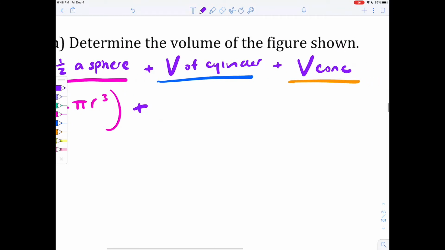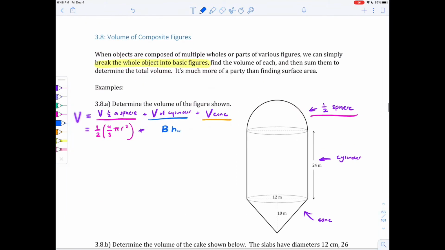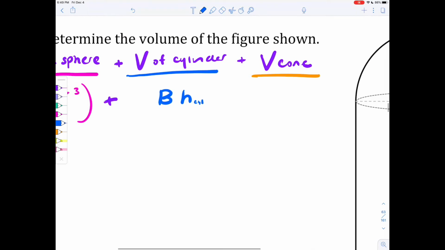Then a volume of a cylinder, what color did I do that? Volume of the cylinder was my area of my base times height. And this height is specifically for the cylinder because realistically, the area of the base for my cylinder and my cone are going to be same because they're sandwiched against each other. But notice they have very different heights, right? Here, the cylinder has a height of 24 meters. Here, the cone has a height of 10. So that's going to be different. So we're going to want to note that.